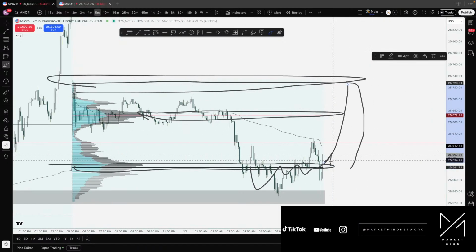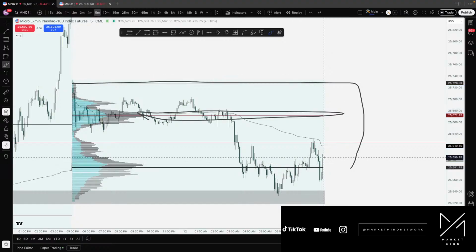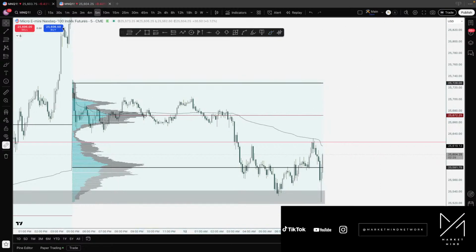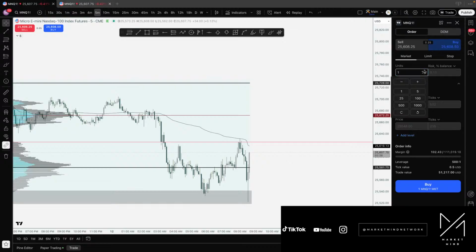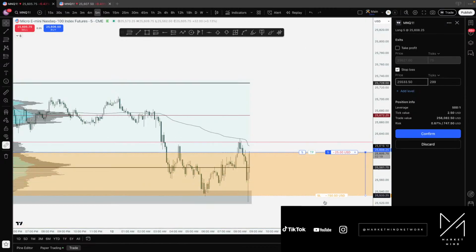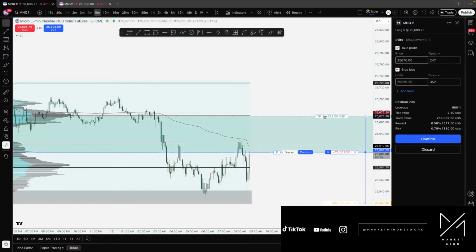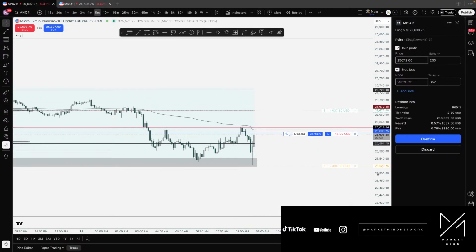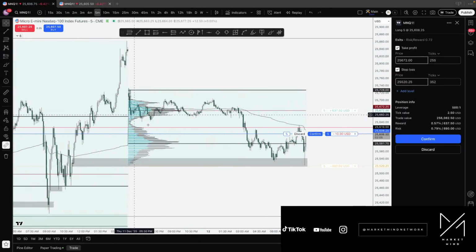So this one, I would actually try to long this. If I were to take a trade right now, I would buy here, and I'll put my stop loss here, and then I would try to take it here. I haven't really taken this, but this would be a good trade. So essentially, that is what a volume profile is.